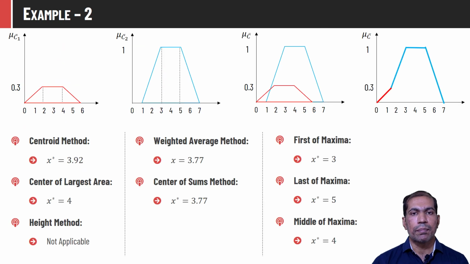This is another example. We are given 2 fuzzy outputs, C1 bar and C2 bar, and the union of these 2 sets would look like this. To compute the crisp value using all the different methods, we need to find out the area covered by this polygon. We need to find out the equations of all the lines which are making this fuzzy output function. For your reference, answers are given here. You can try by yourself and verify whether you have got this concept or not.